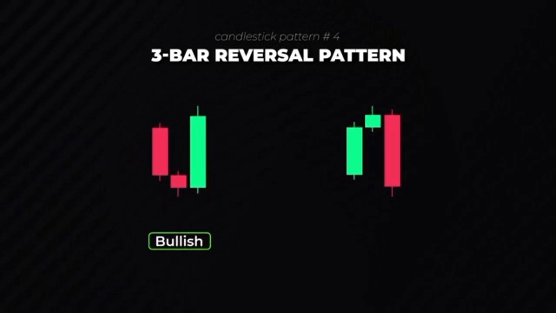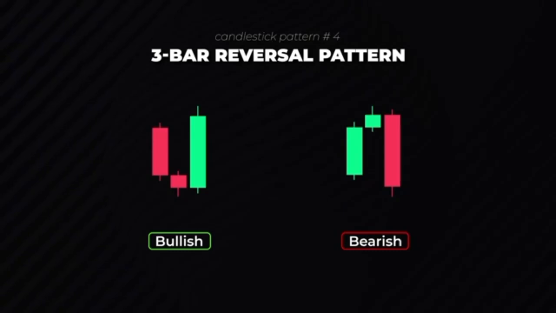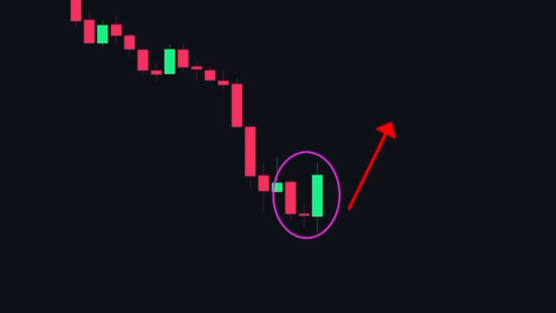The bullish 3-bar reversal, where the first 2 candles are red and the third is green, and the bearish 3-bar reversal, where the first 2 candles are green and the third is red. As the name suggests, whenever you see this type of pattern on a chart, it signals a possible reversal of the existing trend. For example, during a downtrend, if you see a bullish 3-bar reversal pattern forming, it signals that the trend might reverse upward.